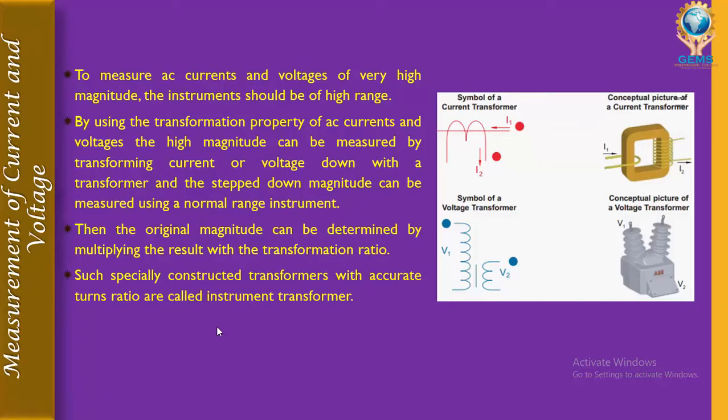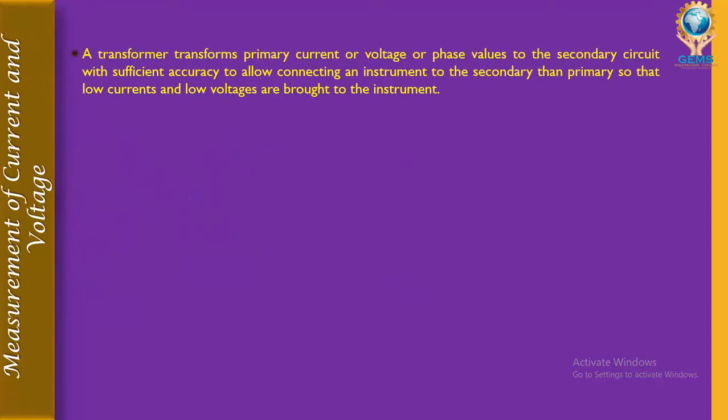Such specially constructed transformers with accurate turns ratio are called instrument transformers. A transformer transforms primary current or voltage or phase values to the secondary circuit with sufficient accuracy to allow connecting an instrument to the secondary, so that low currents and low voltages are brought to the instrument. So any instrument that needs less voltage or less current is connected to the secondary, and the primary is connected to the main supply.